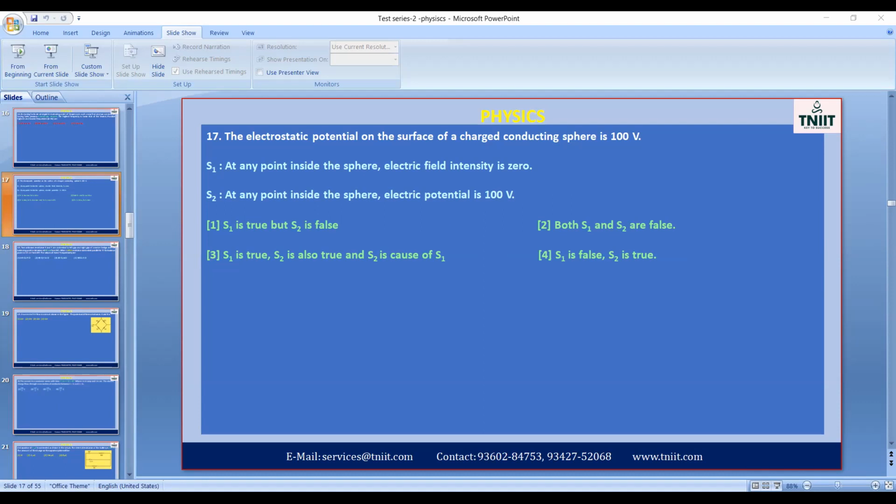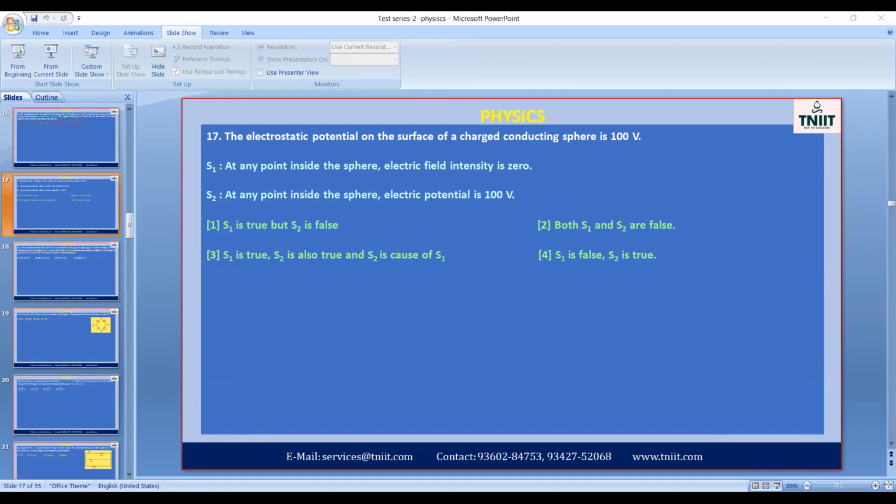At any point inside the sphere, electric potential is 100 volt. Yes, this is also true because you know that the potential is constant and same as on the surface. So 100 volt is the potential on the surface, so inside also it is 100 volt. So even the second statement is also true. So both S1 and S2 are going to be true.